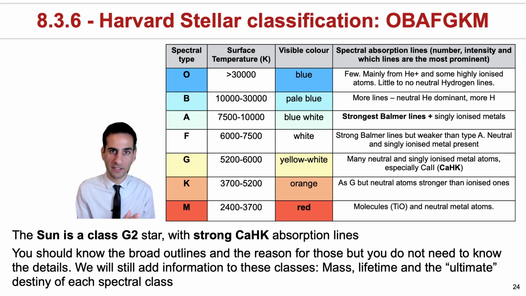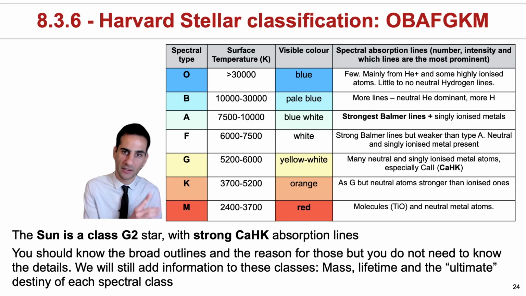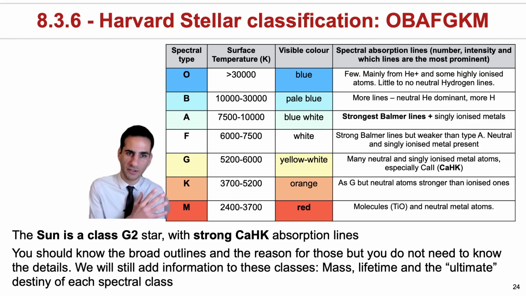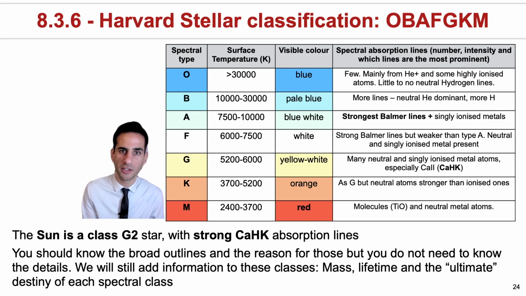It's important to point out that you should know the broad features of these spectral classes and roughly how they rank, whether a star should look relatively red or blue, but you don't need to memorize or know all the details. And if you have questions, please just get in touch.